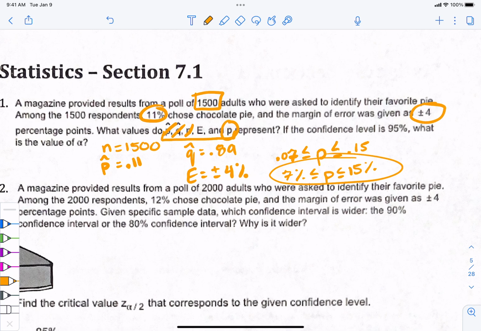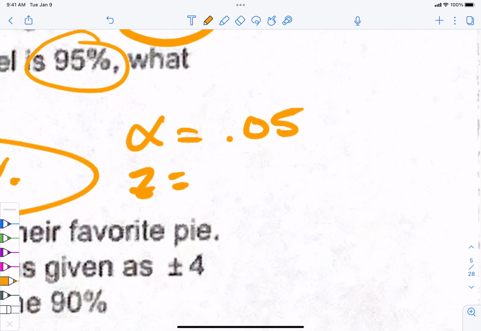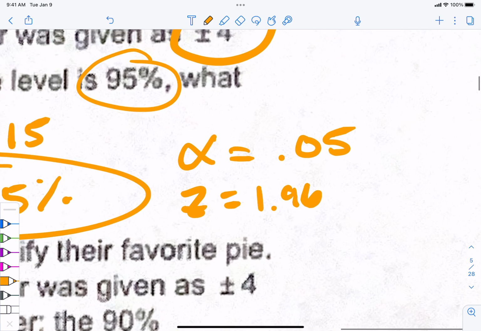And then if the confidence level is 95%, what's the value of alpha? What's alpha at 95%? Look it up in your chart. 0.05. Right? You didn't even have to look it up on your chart. Alpha is the opposite of your percentage, right? So, what is Z for 95% if they were to ask that? Z is the critical value. 1.96. Actually, Z is more important for our calculations than alpha is, right? Okay, so that was number 1.